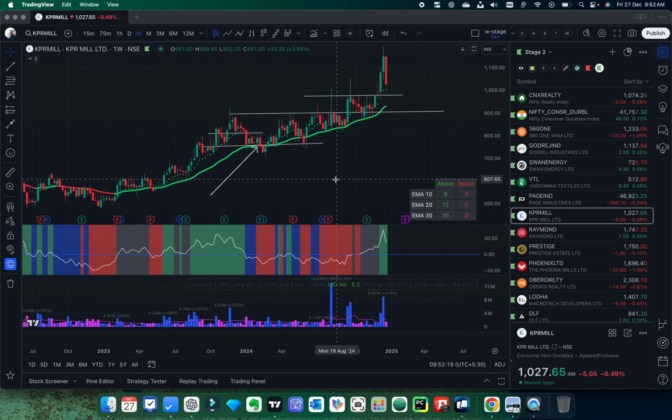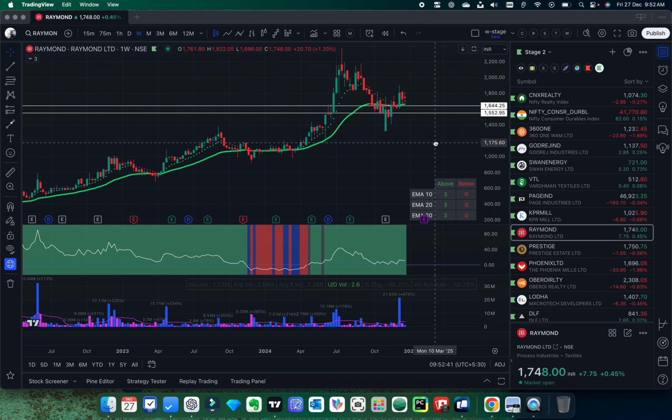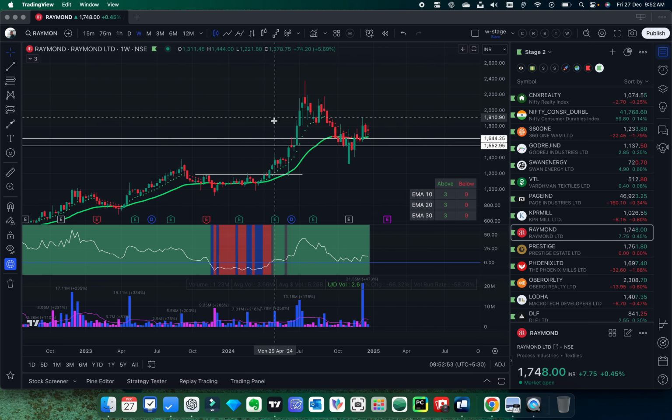But actually this again becomes a basing area. After this candle it consolidates here and breaks out. So again after stage 2, the topping stage, and then stage 2 started again here. Let us see Raymond. You can clearly see the basing area, the breakout candle here, and then the uptrend started.